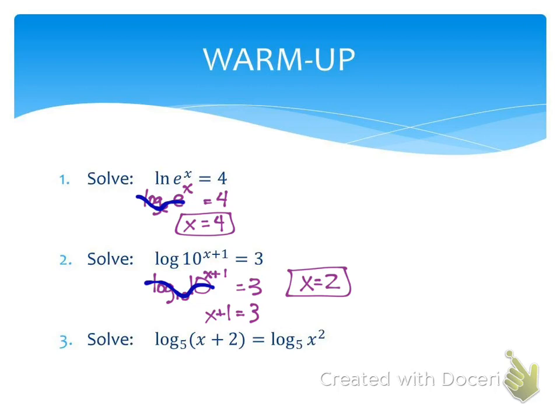In the next warm-up, we have log base 5 on both sides by themselves. So, therefore, I'm going to raise each side to be an exponent of 5. We called that exponentiate last week. Raise each side to be an exponent of 5. When this happens, log base 5 and 5 undo each other.